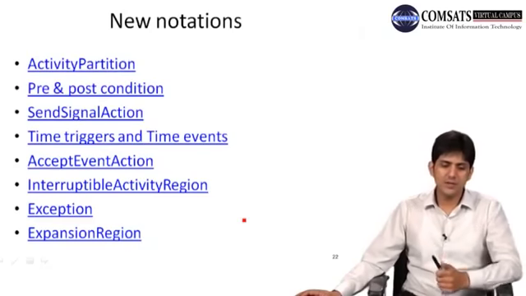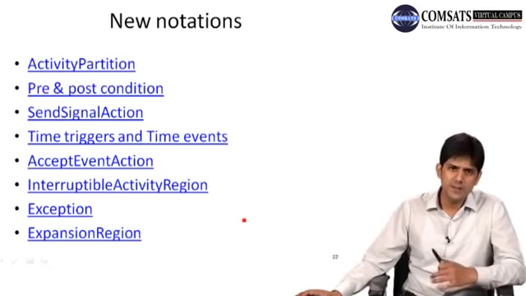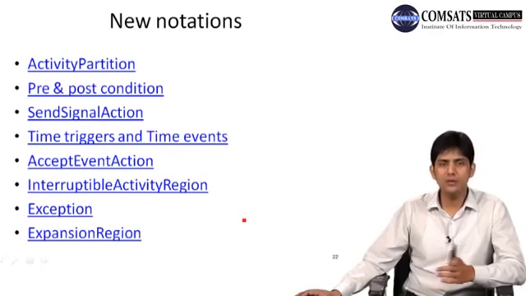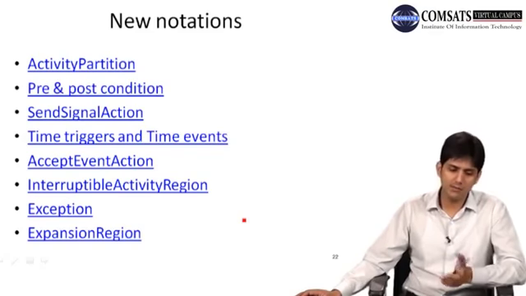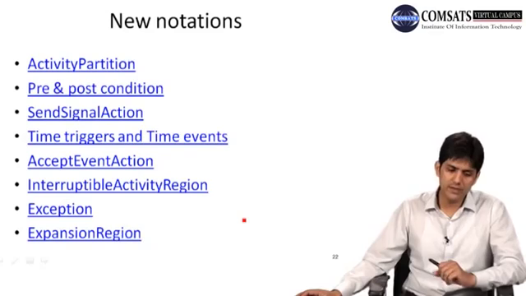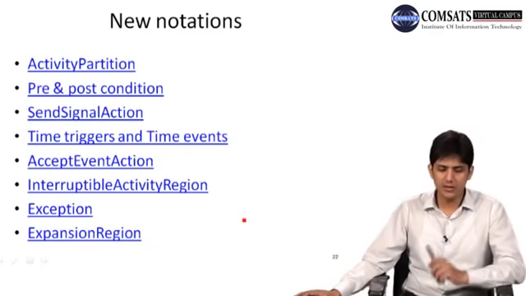We'll see some new notation in the coming slides. How do we partition activities? How do we represent pre and post conditions? How do we represent send signal action, time trigger and time events, accept event action, interruptible activity region, exception or expansion regions?